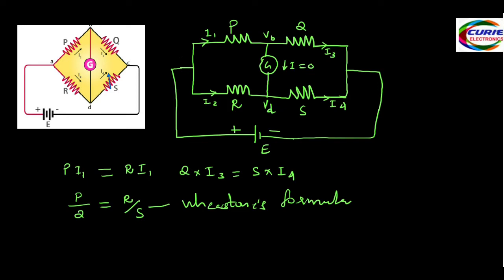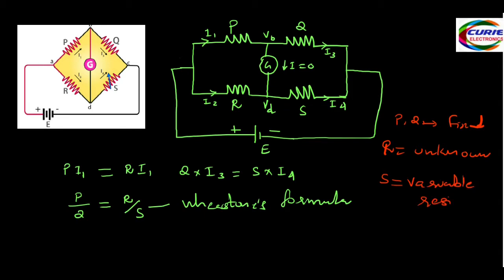Quick one more reminder. What is it? This P, Q are fixed value resistors. Fixed. R is the unknown resistor. And S is a variable resistor. By adjusting this only, we are going to balance the bridge. Okay, and that is how we are calculating. We are to find the unknown resistance.